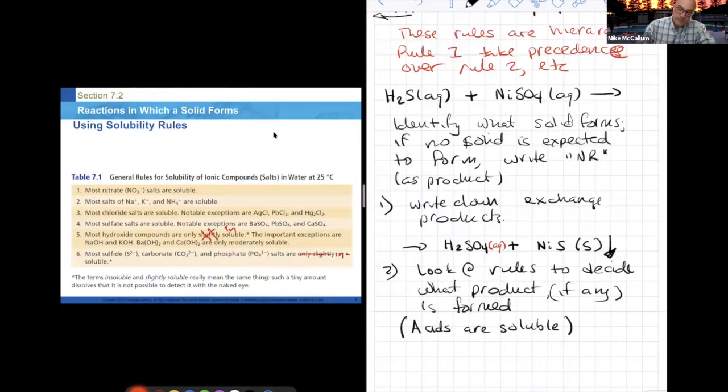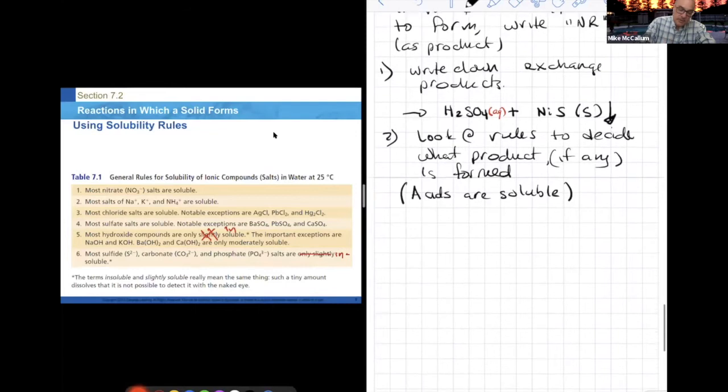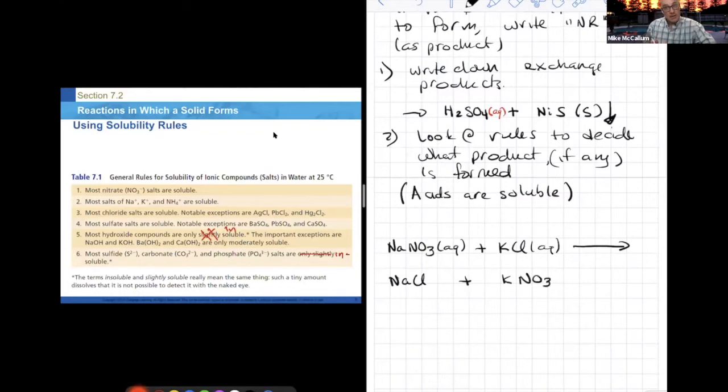Okay, let's do another example. We mix some sodium nitrate plus potassium chloride. First step is exchange the partners and see what we get. We get sodium chloride plus potassium nitrate. And then we're going to test the products. We shouldn't have to test the reactants, because if the reactants were not soluble, we wouldn't have a problem to begin with. So we can safely assume the reactants are soluble.